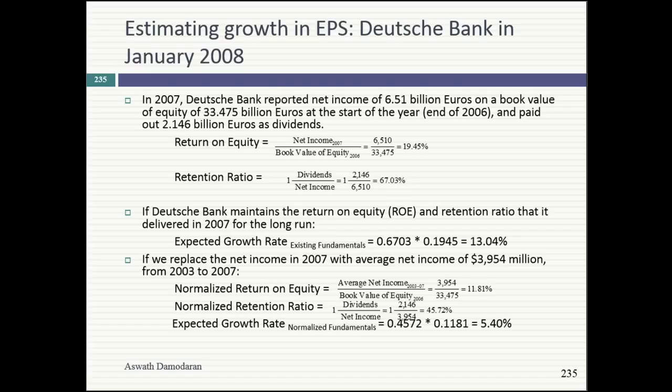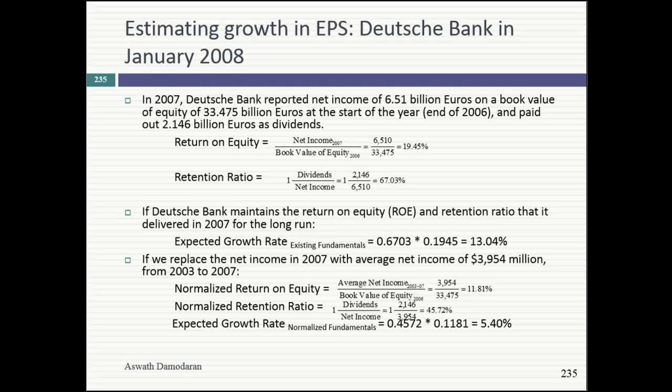I first computed the return on equity, the same way we computed return on equity for corporate finance, net income divided by book equity, which presumably you already have for your company. And for Deutsche in 2008, that number was 19.45%. It was a really good year, 2007. And if you looked at the reinvestment rate, based on 2007 numbers, they reinvested about 67% of their net income back into the business.